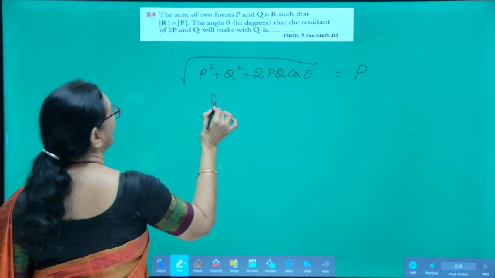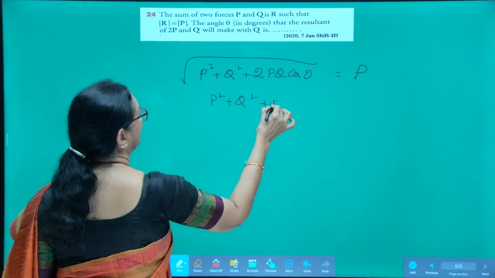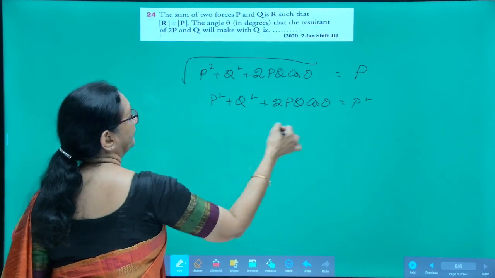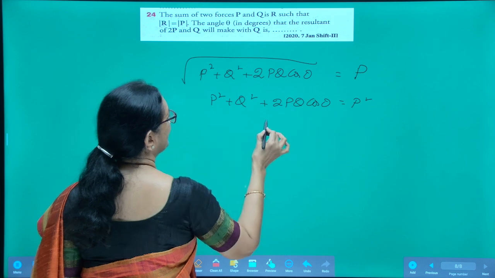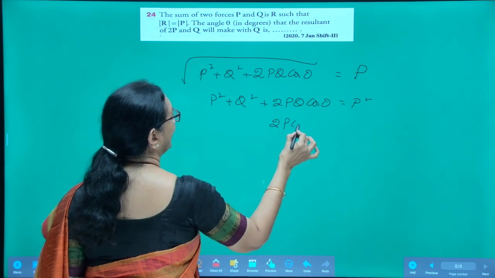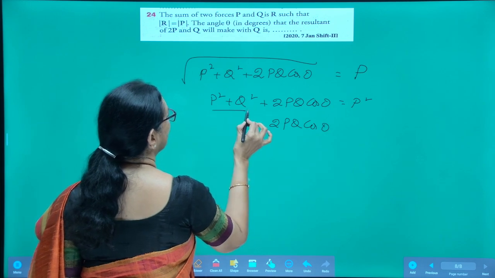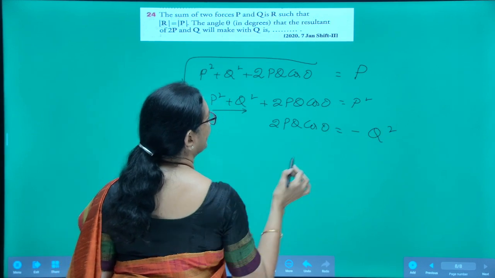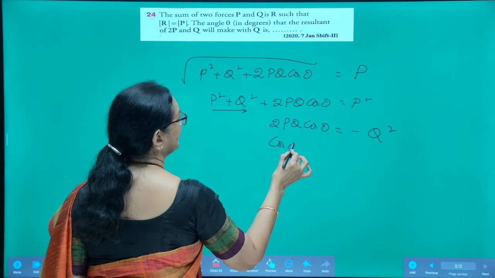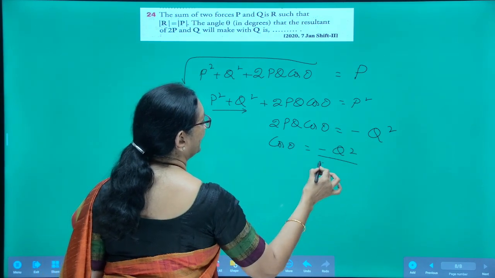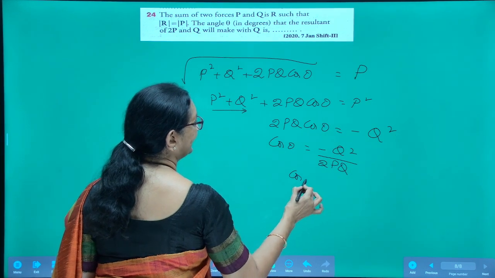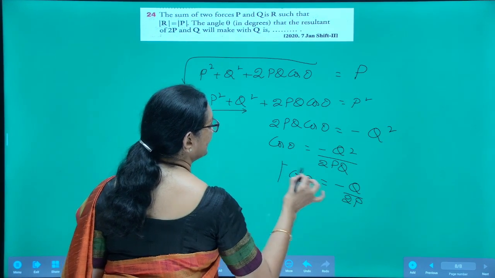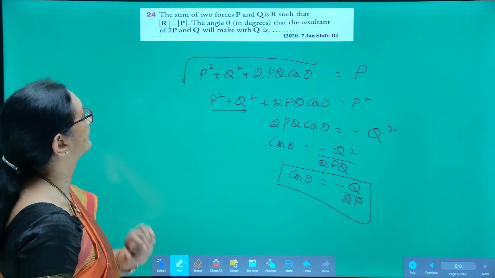So, squaring on both sides, P square plus Q square plus 2PQ cos theta is equal to P square. If you bring that to the other side, P square minus P square becomes 0. So, taking these to this side, you are left with 2PQ cos theta equal to minus Q square. So, cos theta is equal to minus Q square by 2PQ, or cos theta is equal to minus Q by 2P. That is the inference from the first statement.